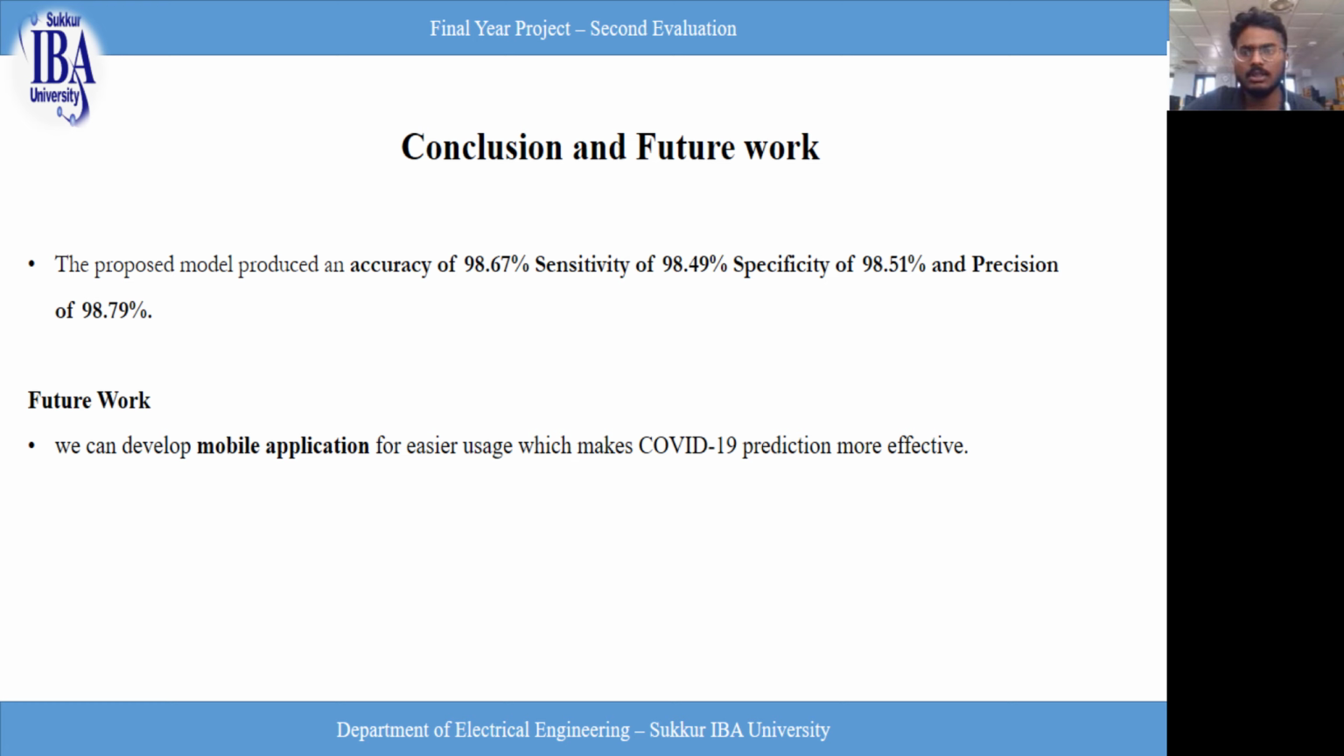Let's talk about the conclusion and future work. The conclusion is that our proposed model produces an accuracy of 98.67%, sensitivity of 98.49%, specificity of 98.51%, and precision of 98.79%. In future work, we can develop a mobile application for easier usage, which makes COVID-19 prediction more effective.